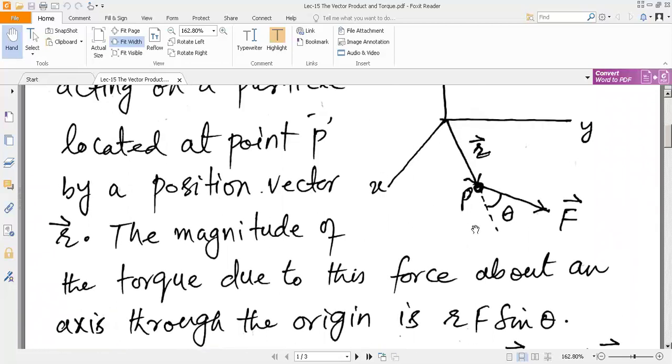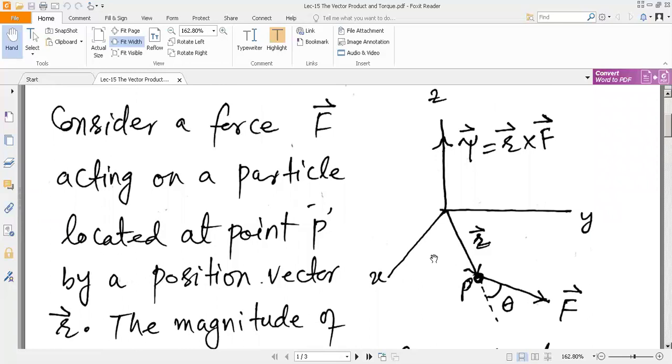As we know that torque is the cross product of two vectors. One is the position vector R, the other is the applied force vector F. So torque can be expressed as R cross F. Tau, being a vector quantity, will be directed along the positive z-axis when the turning effect is directed in the counterclockwise direction.